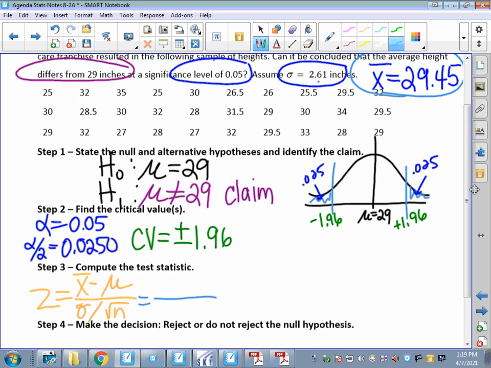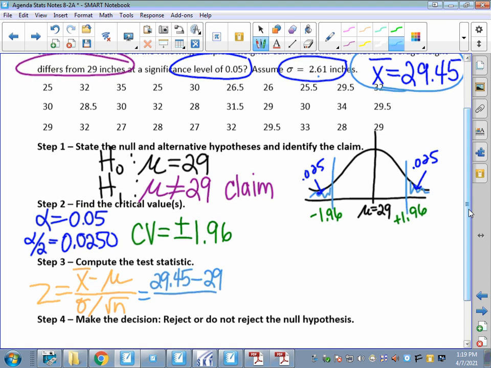So x bar was 29.45 minus my mu, which is 29, so it's a little bit bigger for this particular sample. 2.61 is my standard deviation divided by the square root of my sample size. It is just a coincidence that I used 30 on two different problems. It won't always be 30. Remember, we like our sample size to be 30 or higher, but I look first to see if I know my sigma. If I had 25, it wouldn't be the end of the world because I do know my population standard deviation.